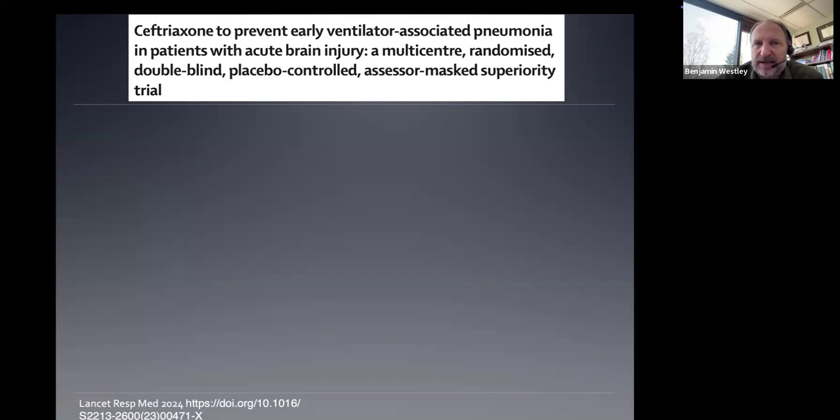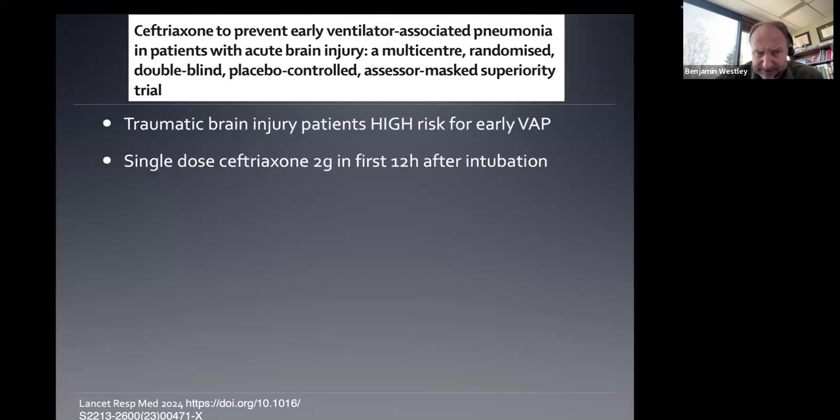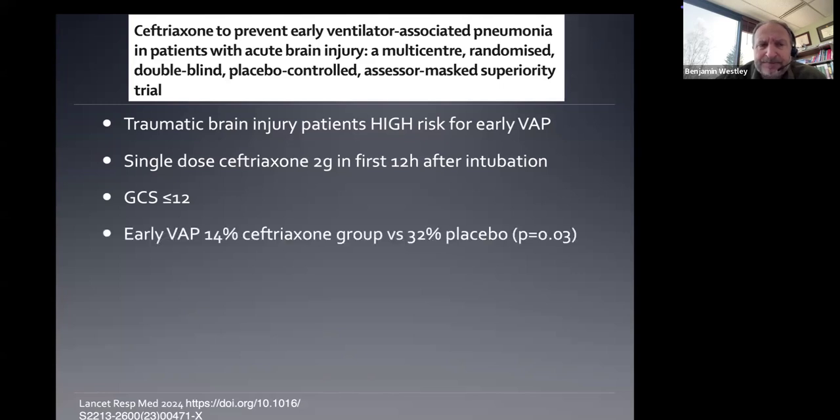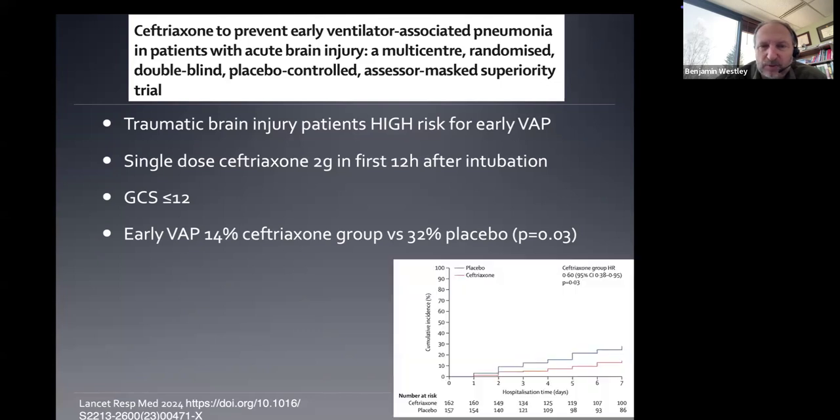So this study looked at ceftriaxone to prevent early ventilator pneumonia in patients with acute brain injury, early being in the first week. And this was a placebo-controlled double-blind study. And what they did was they gave ceftriaxone within the first 12 hours of intubation, a single dose, 2 grams. They had to have a GCS 12 or less. And in their study, 14% in the ceftriaxone group developed ventilator pneumonia versus 32% in the placebo group.